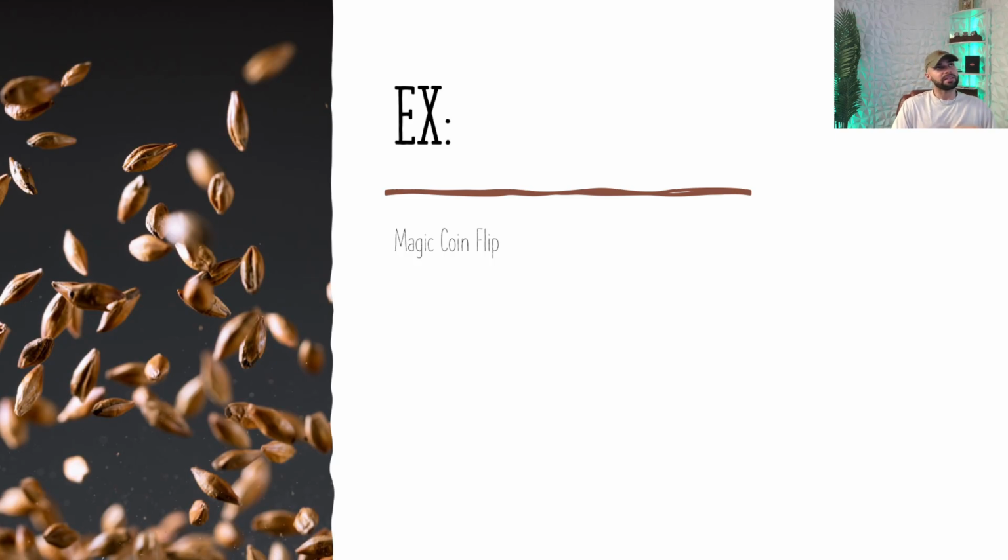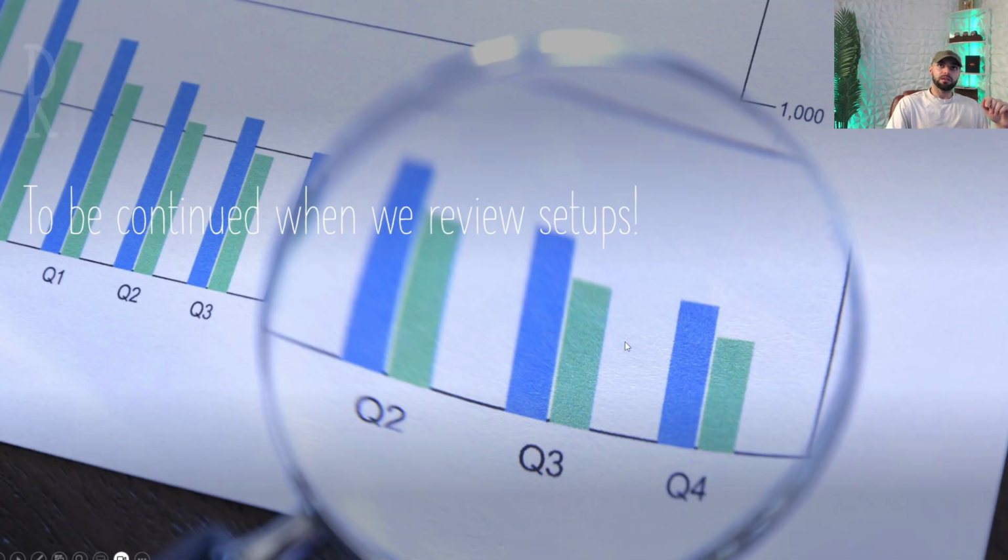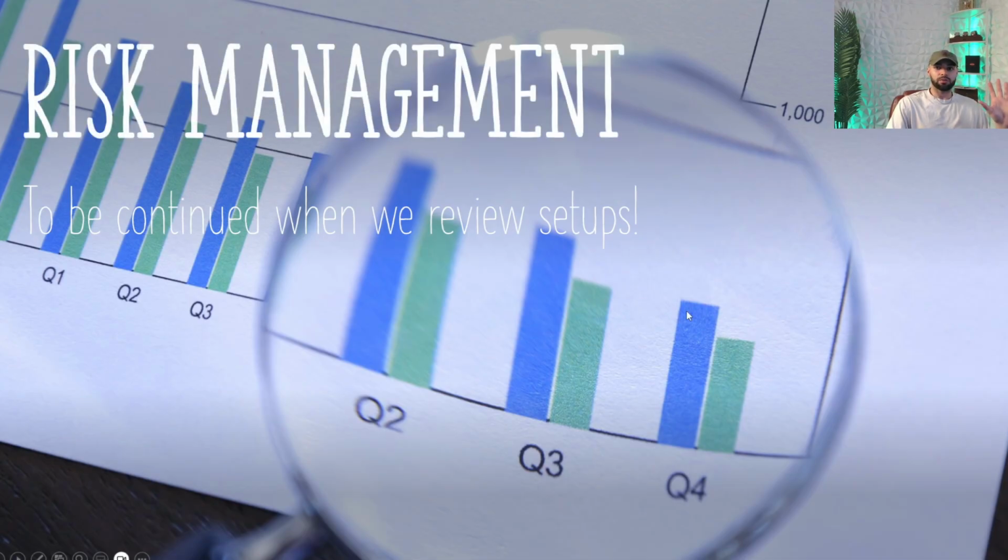Now you flip that coin 10,000 times. You flip that coin 50,000 times. It will be very, very close to 50-50. The more times you flip it, the closer and closer it will get to 50-50. That is how trading works. It's a numbers game. So we will continue risk management when we actually start to review setups.